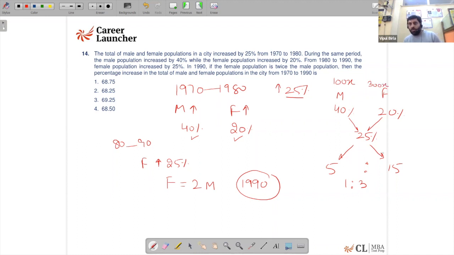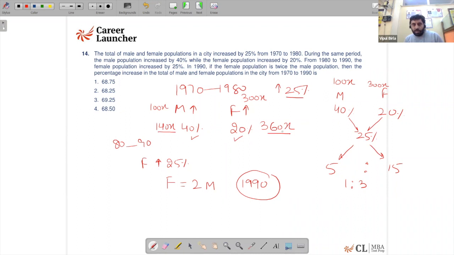This is the value in 1970, right? Now the female population we know increases by 20%. Therefore, from that 300x, there's an increase of 20%, so the value will become 360x. While for male, I've assumed that value to be 100x, so that will become 140x in the year 1980.